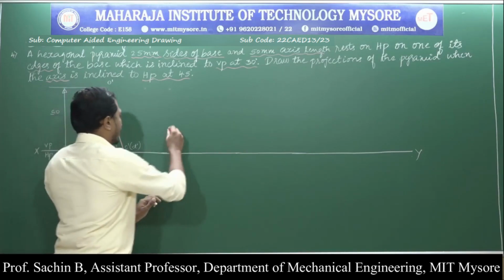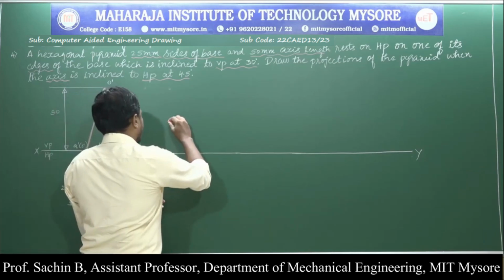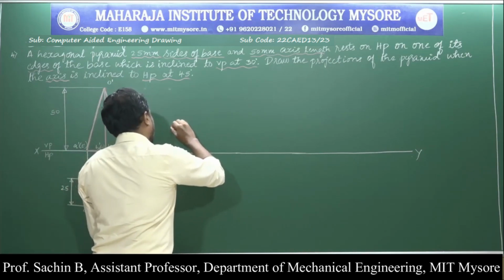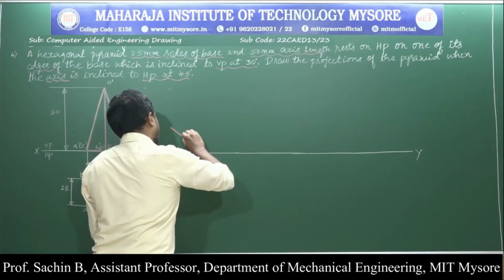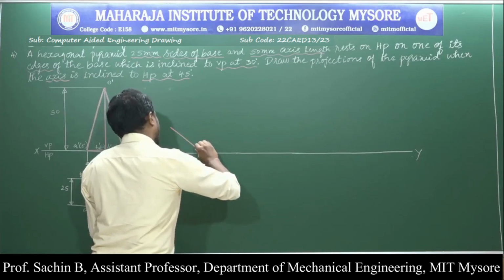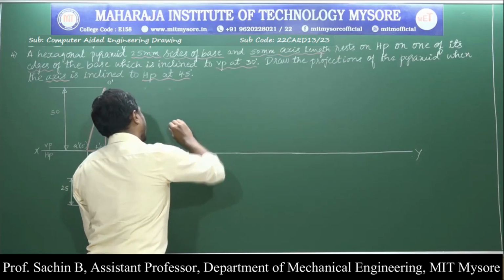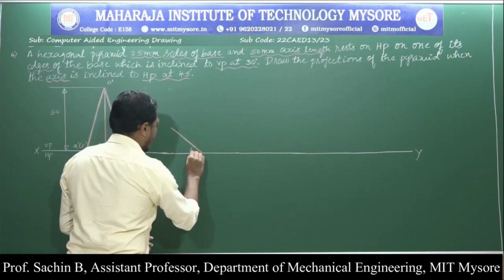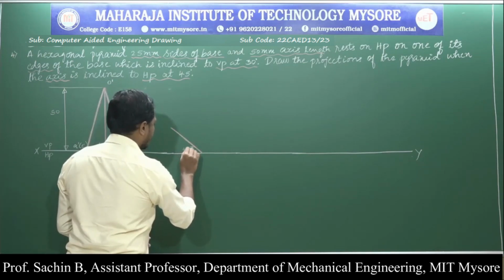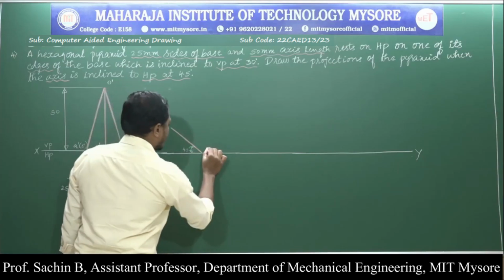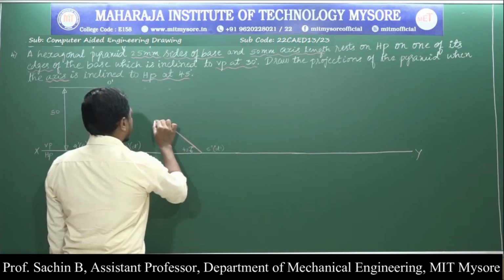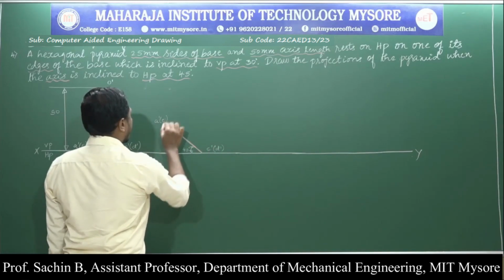Based on that, first I am going to draw the base at an angle of 45 degree. I am drawing the base at an angle of 45 degree. Now I am showing the angle for it, 45 degree. This is C dash comma D dash. This is A dash comma E dash.